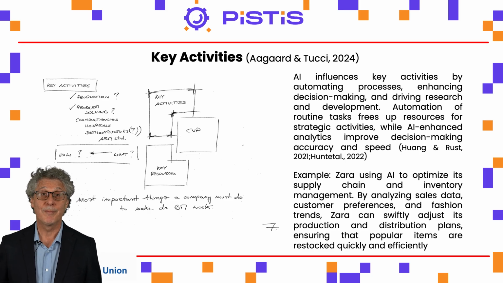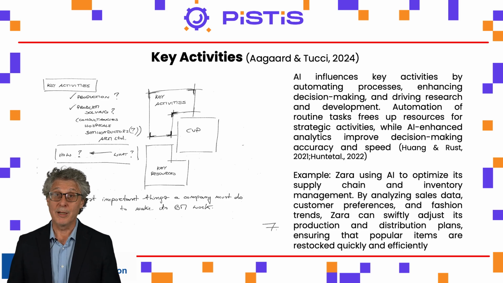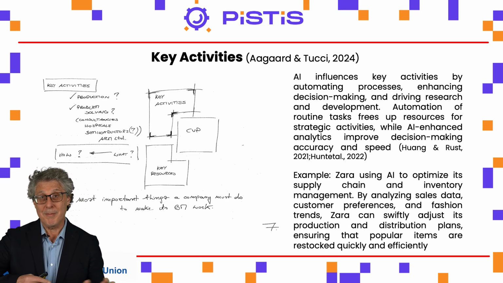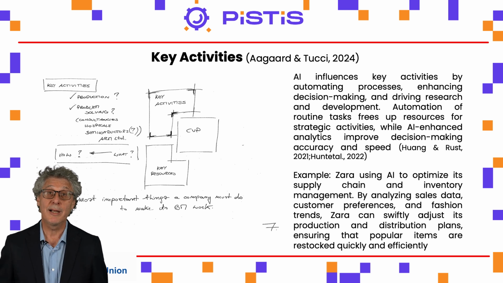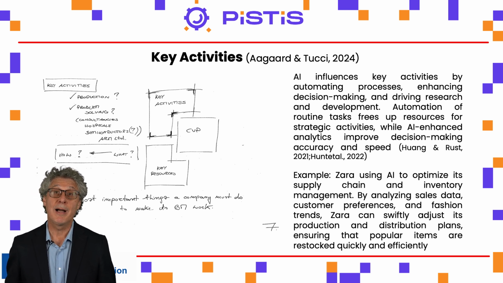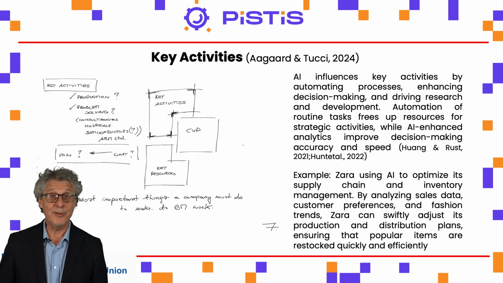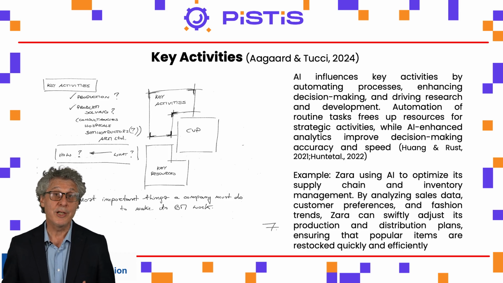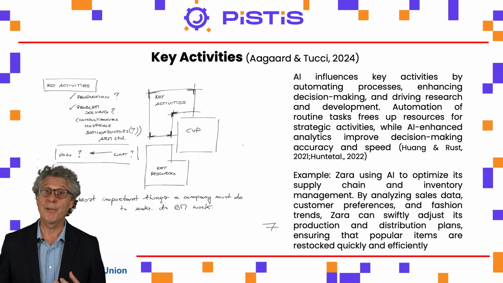accuracy and speed. So if you think of the case of Zara, which is a clothing retailer, they use AI. They actually make the clothing, the textiles, and then ship it to their own retailers. They use AI to optimize their supply chain and inventory management. So by analyzing the sales data, customer preferences, and fashion trends, Zara can quickly adjust their production and distribution plans, and thus ensure that popular items are restocked quickly and efficiently, which is very, very important in the fast fashion sector.